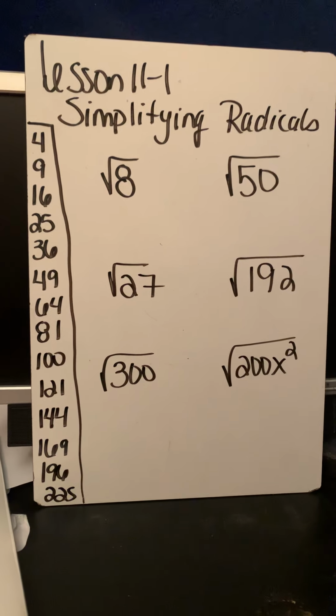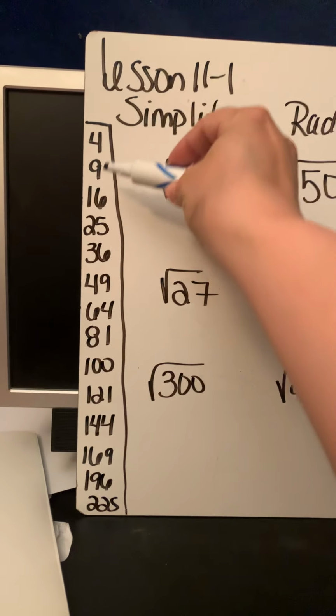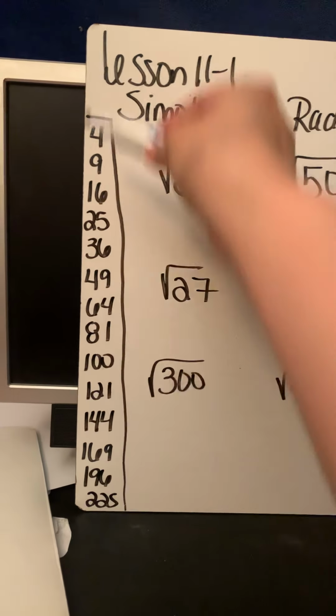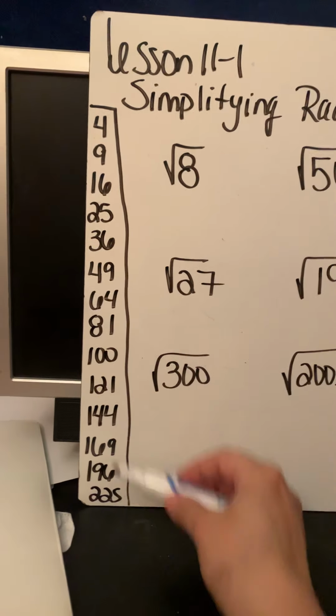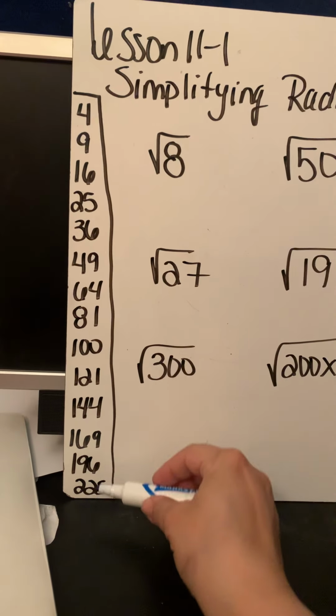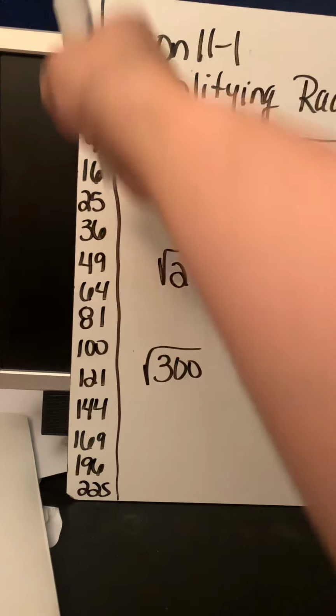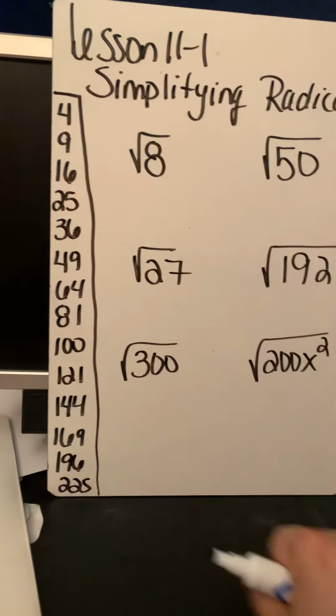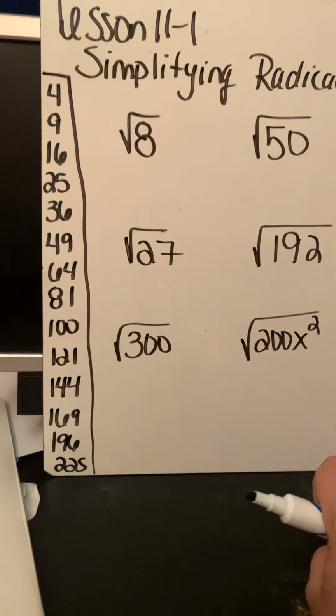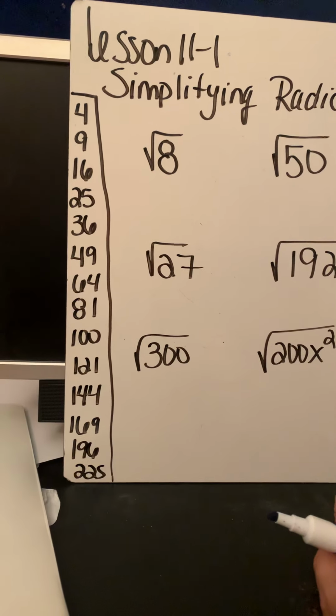radicals. And if you notice down the side of my board, which I would recommend that you do down the side of your paper, I wrote down all of my perfect squares. 2 squared, 3 squared, 4 squared, 5 squared. However you want to write it, I just put it right down the side, so I have something to work with when I'm simplifying these radicals.